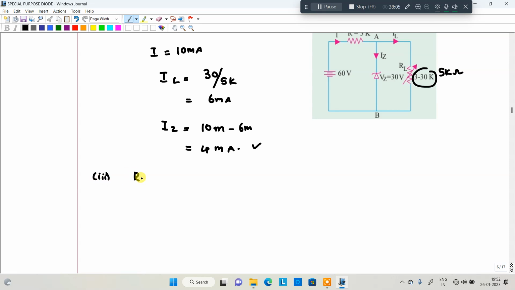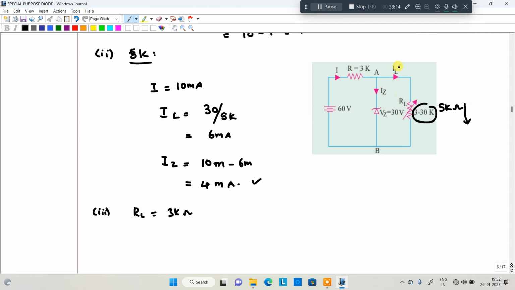After that we are going to take RL equal to 3 kilo ohm. That means we are further decreasing the resistance. Indirectly, whenever you are decreasing the resistance, IL is going to increase. What about the Zener voltage? It is going to decrease, because you are keeping the current I constant. Just now in the theory class, in the previous video, at the 10 to 15 minutes mark after the explanation, I mentioned this particular relation.